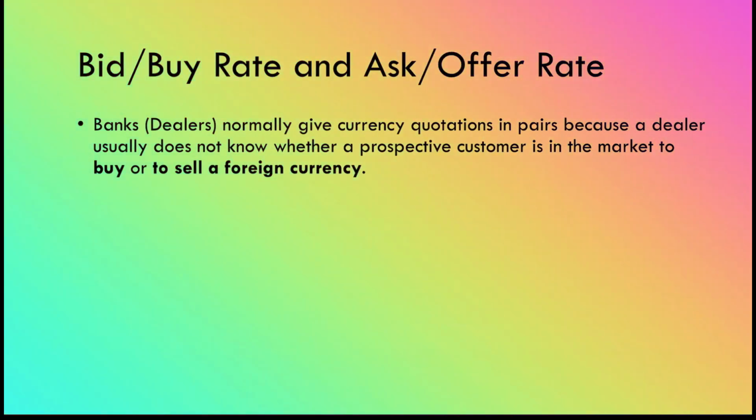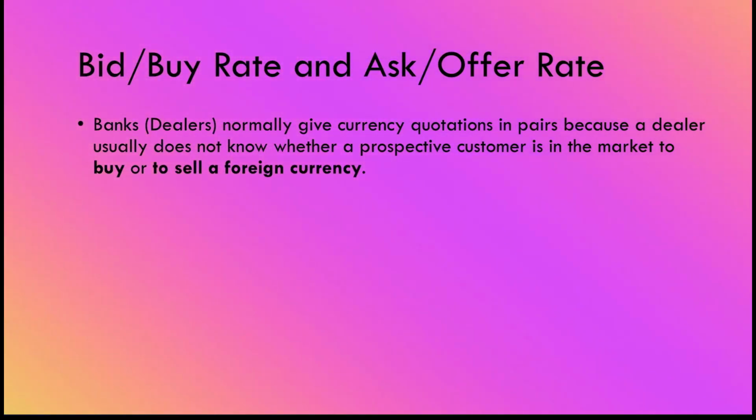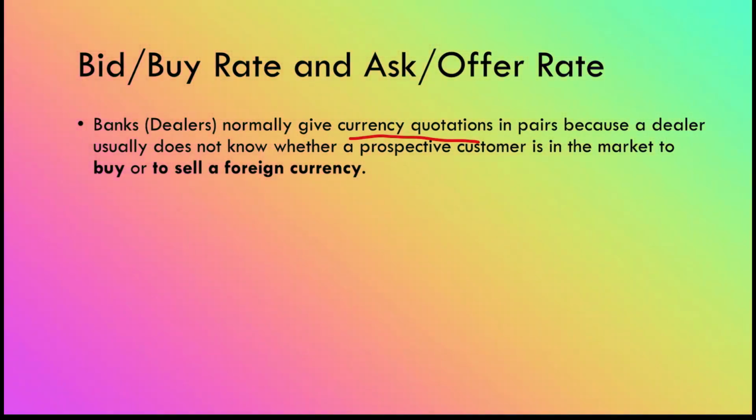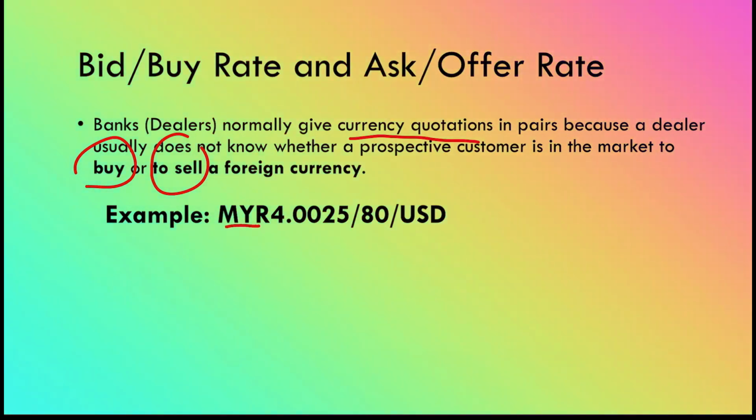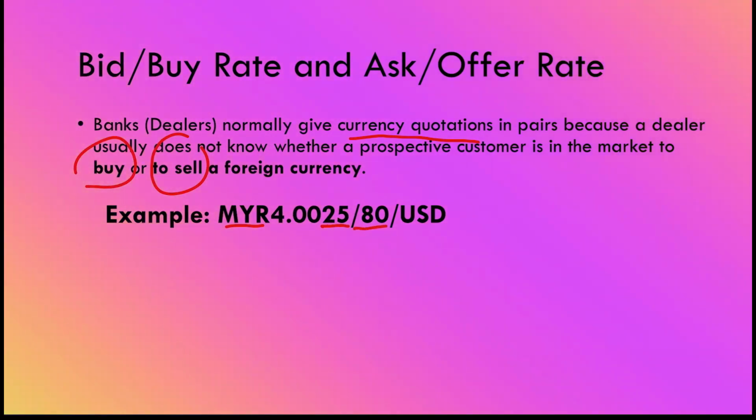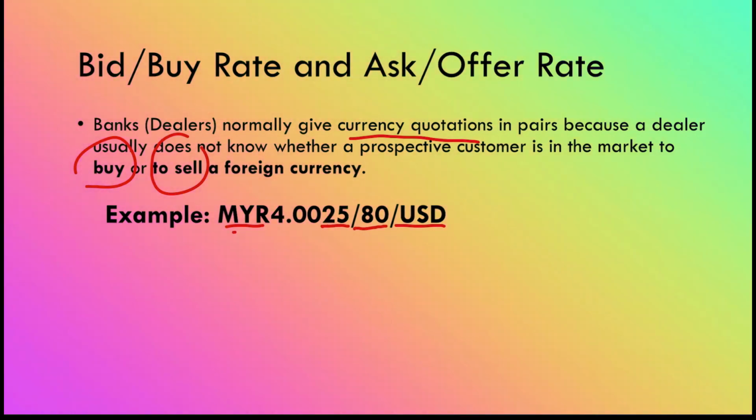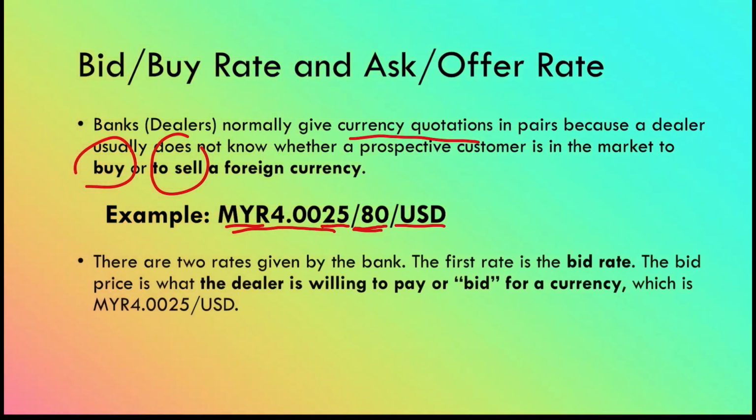Usually banks or dealers normally give currency quotation in pairs because a dealer usually doesn't know whether a prospective customer is in the market to buy or to sell a foreign currency. For example, Malaysia Ringgit 4.0025 80 per US dollar. So if we look at here, there are two rates given by the bank.